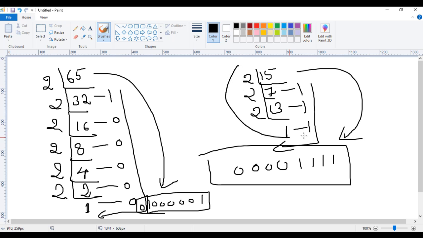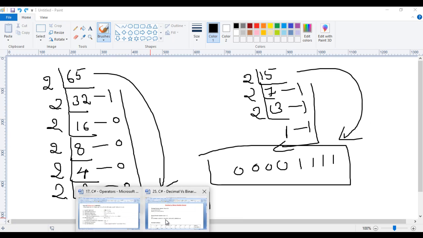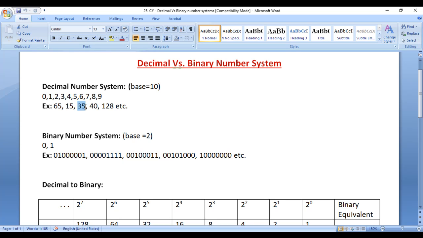So that is how we convert a decimal number to binary equivalent number, guys. I hope you guys have clearly understood. I suggest you to try converting 35 to binary equivalent number, convert 40 to binary equivalent number, etc., guys. We have successfully understood how to convert a decimal number to binary equivalent number.